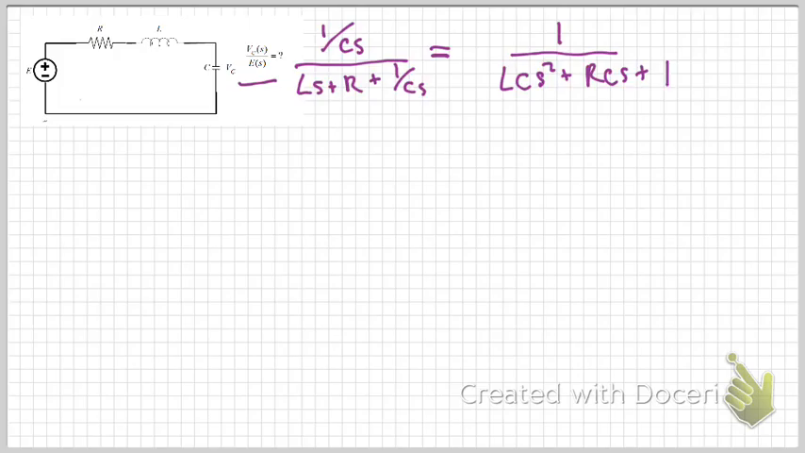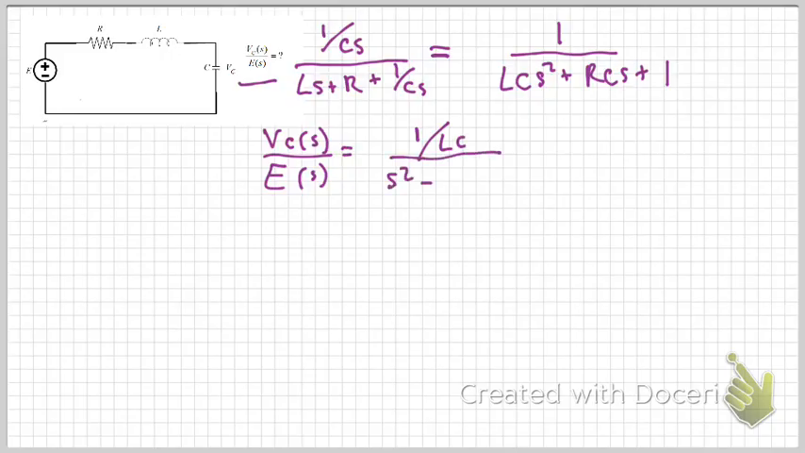And if we want to have this in standard second order format, we will need to divide by that LC. So we can say that this voltage C of S over E of S is equal to 1 over LC divided by S squared plus R over L, because those C's cancel out, S, plus 1 over LC.